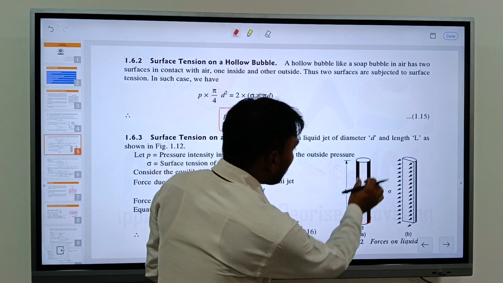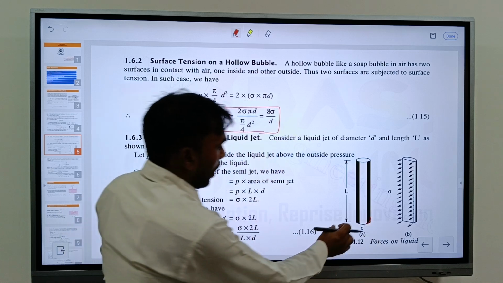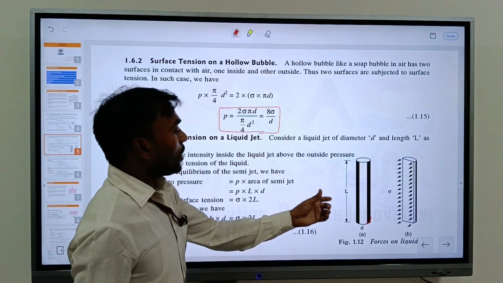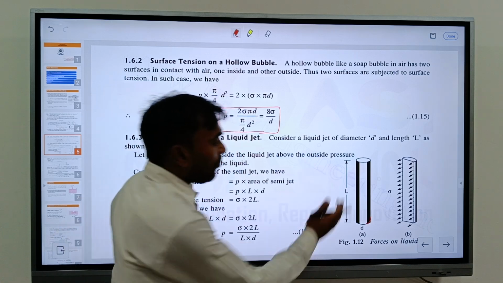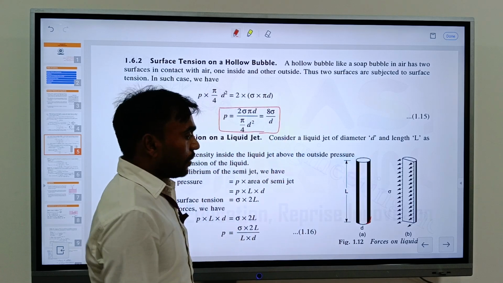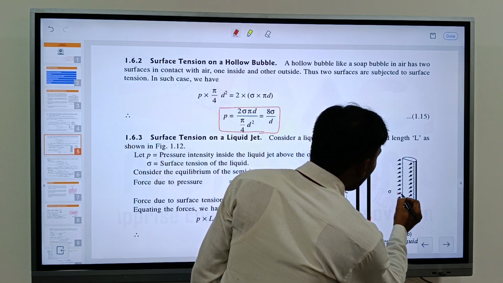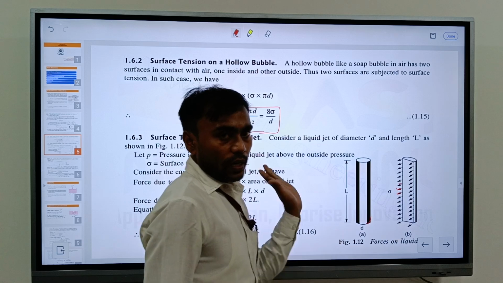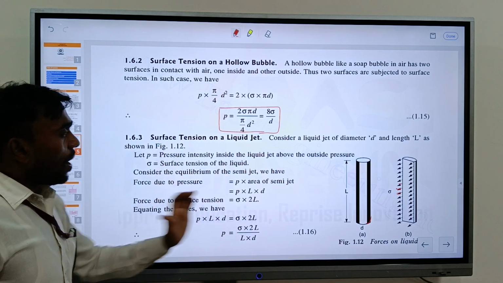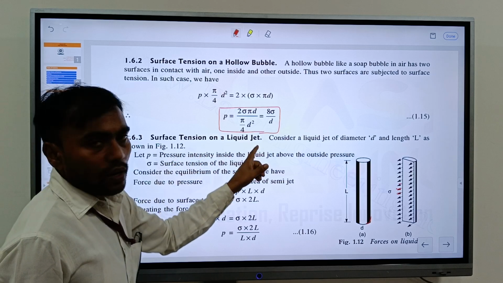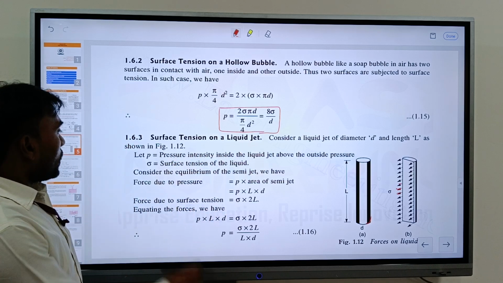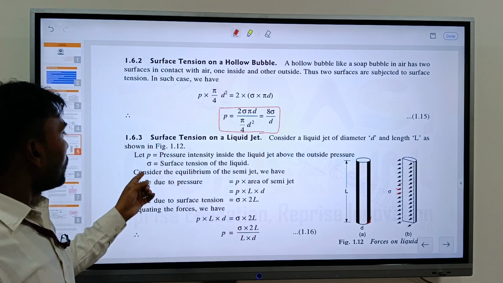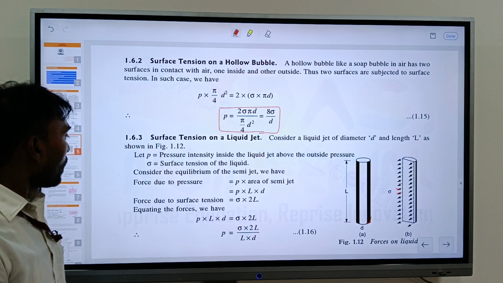Now, surface tension on a liquid jet. As shown in the figure, this is a liquid jet having a small diameter d and the length or height of the cylindrical liquid jet is capital L. If we cut it into two parts, then the tensile forces will be acting in this direction, that is, sigma will be acting in the outward direction. Now we have to calculate the surface tension on a liquid jet. So let us consider P is the pressure intensity inside the liquid jet above the outside pressure, and sigma is the surface tension of the liquid jet.